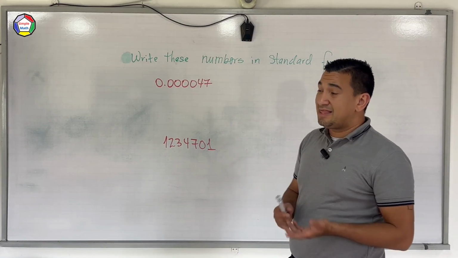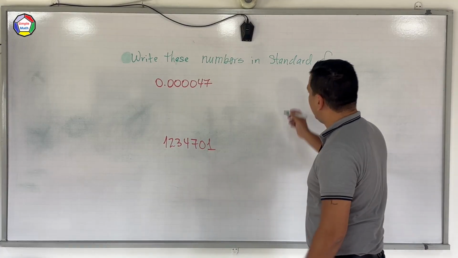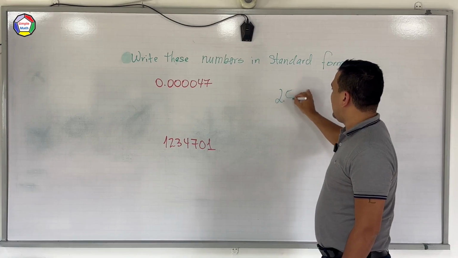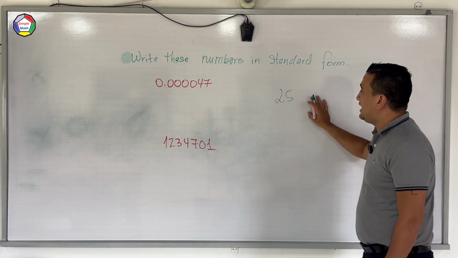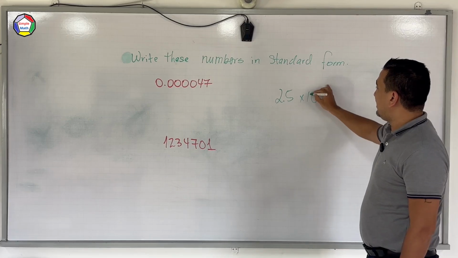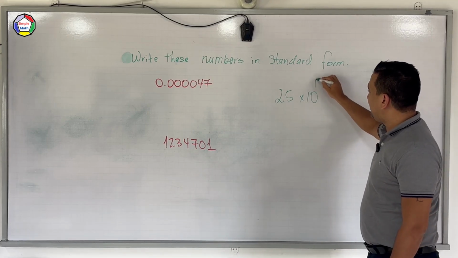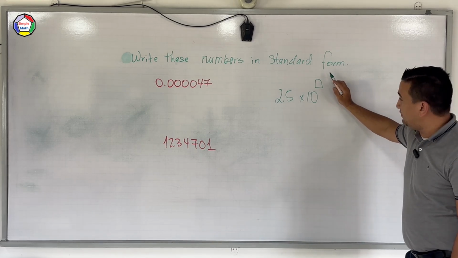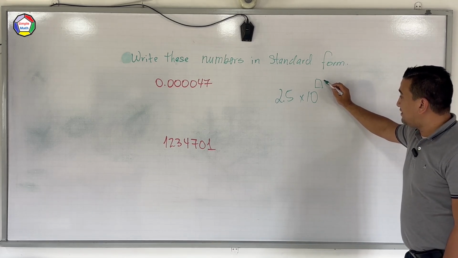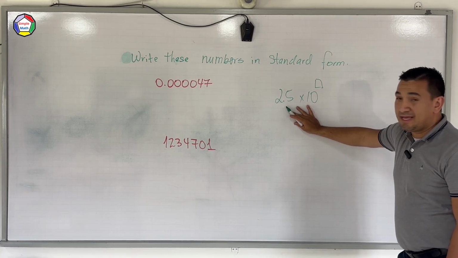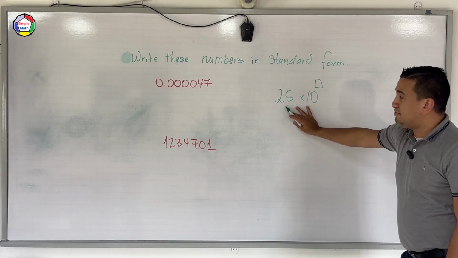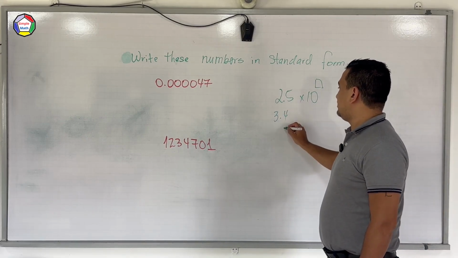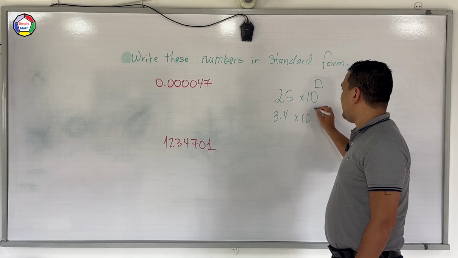Remember, a number in standard form is written like a decimal, yes? Let's say 2.5. This is something different from the exercise. Times 10, and the 10 has a power. This exponent could be positive or negative, right? The thing is, this decimal has to be less than 10 but more than 1. So we can have here 3 point something times 10 to the power of 3.